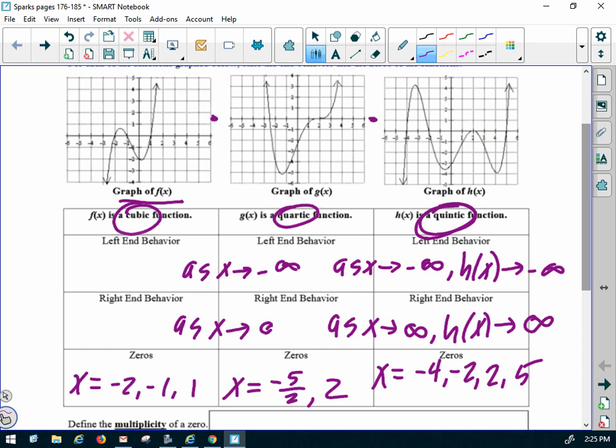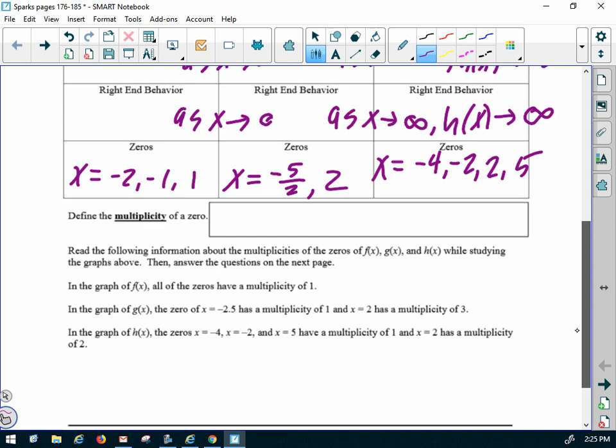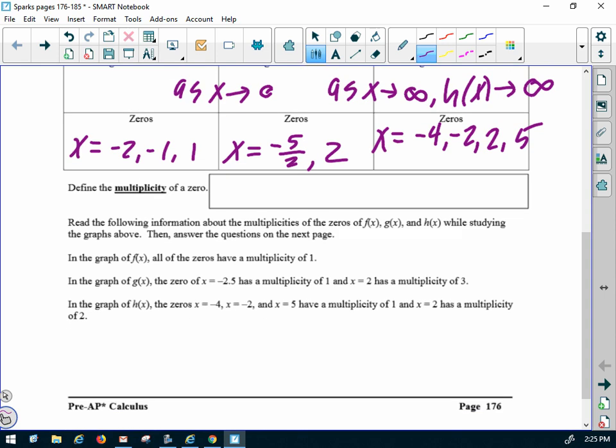Now, I heard somebody say the word multiplicity a minute ago. Am I assuming you know what that means?